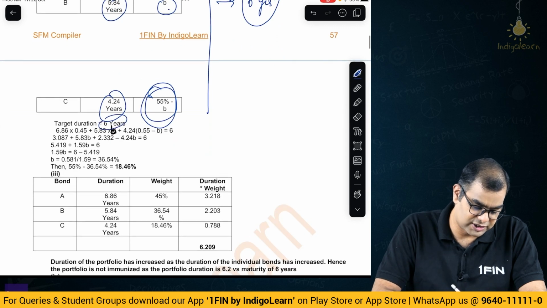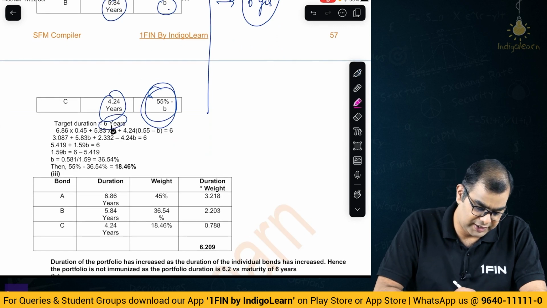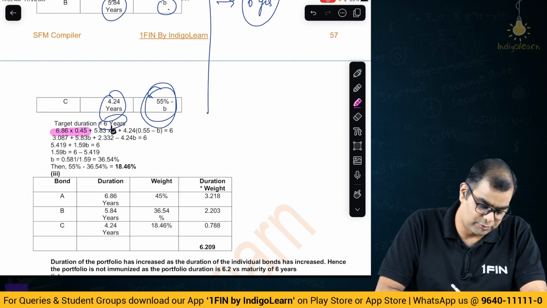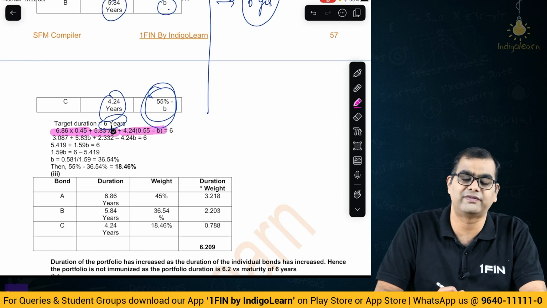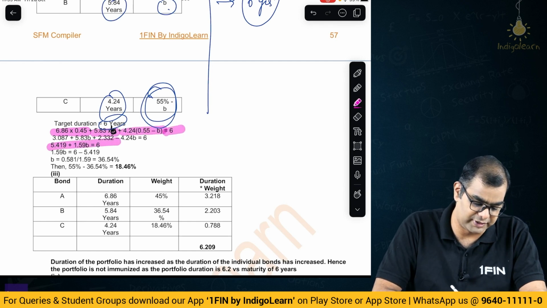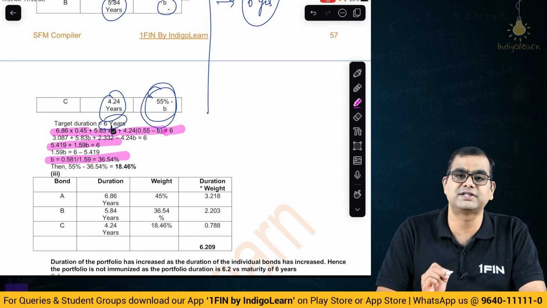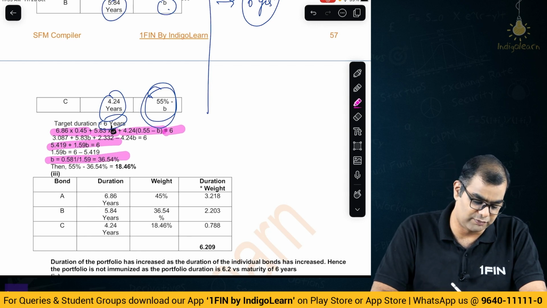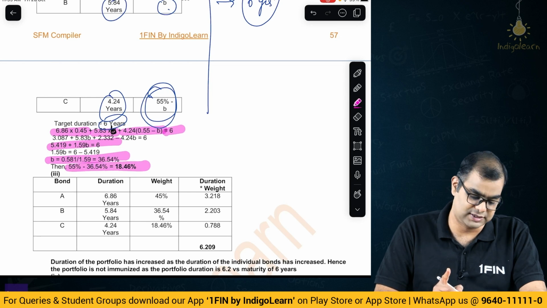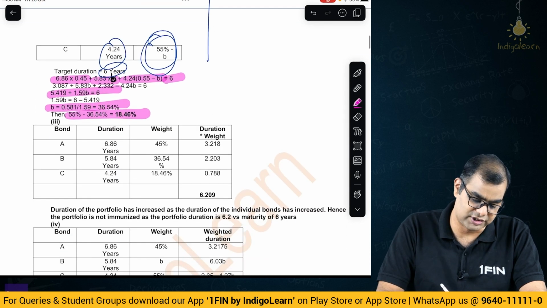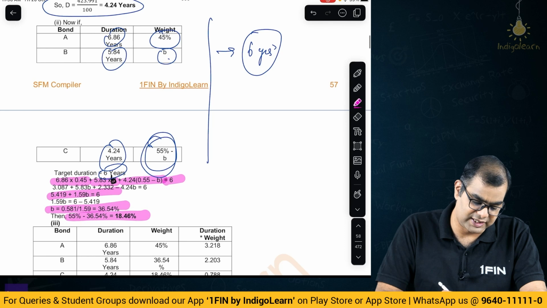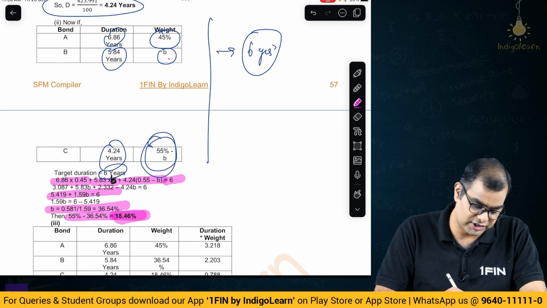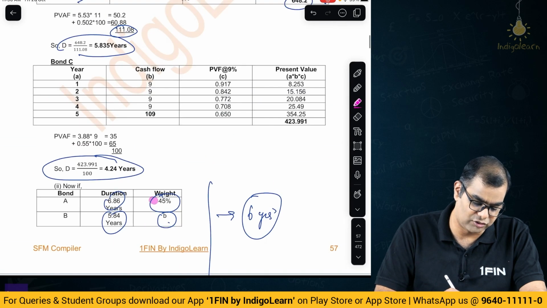Now, target duration is 6 years. So, what you do? You do simply 6.86 into 0.45, 5.83 into B plus 4.24 into 0.55 minus B is equal to 6, and you solve for B. Then you get the value of B as 36.54. If B is 36.54, then weight of bond C is 55 minus 36.54, which is 18.46. So, you basically get these three as the weights: 18.46, 36.54 and 45.